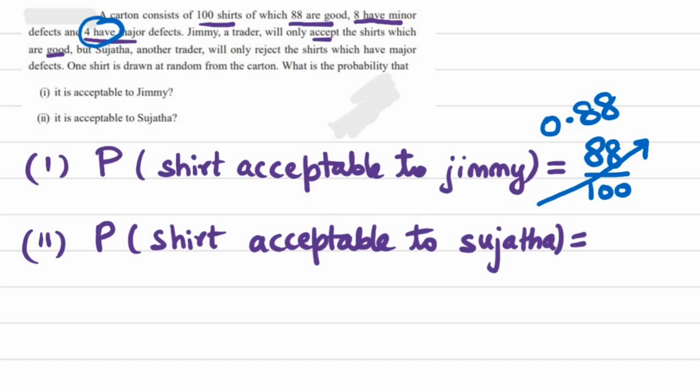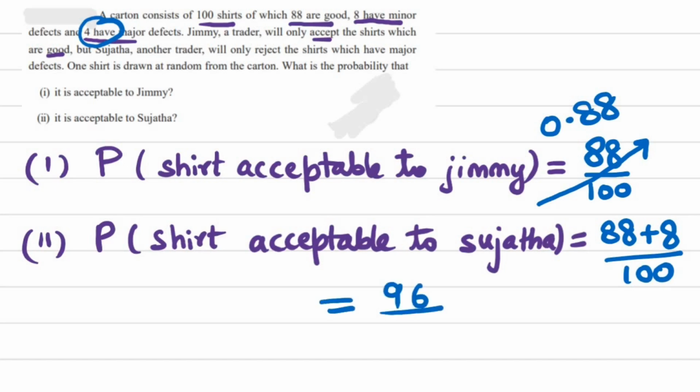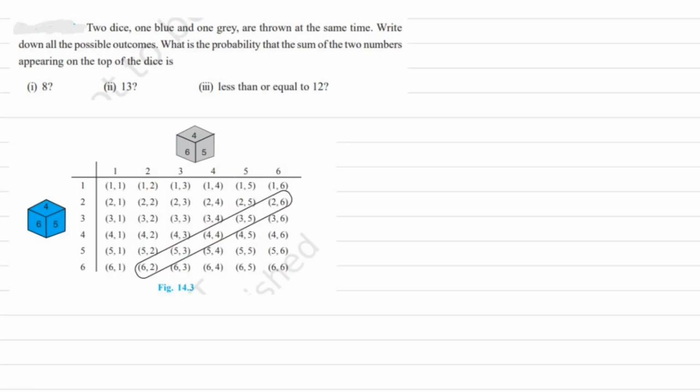So Sujata can accept good shirts as well as shirts with minor defects. 88, that means she accepts all good shirts and the shirts with minor defects. That is 88 plus 8 over the 100 shirts. So the probability that the shirt is acceptable to Sujata is 96 over 100, which is 0.96.